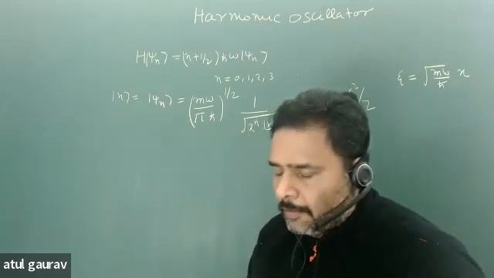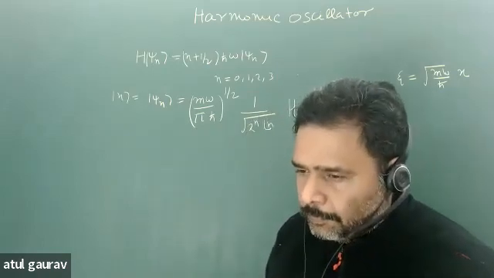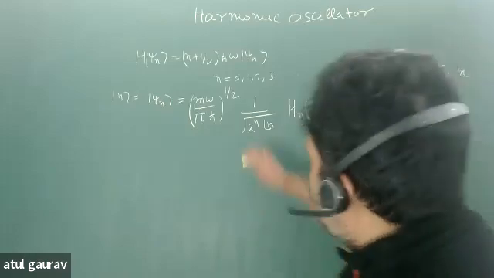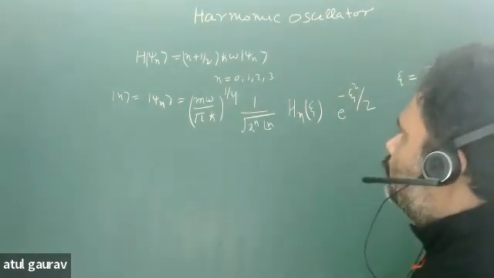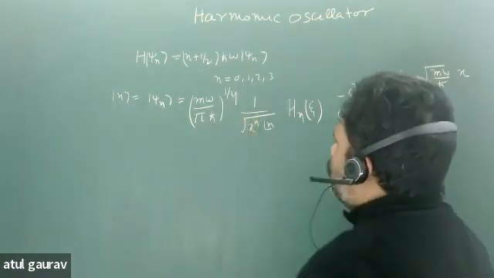Sir, that should be 1 by 4, right? The power of m omega by pi h cut? Sorry, yes, okay, good. This is 1 by 4. Thank you. Yes, please correct it. This will be 1 by 4.